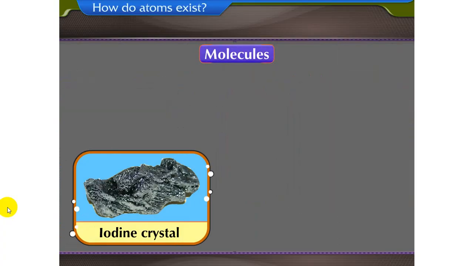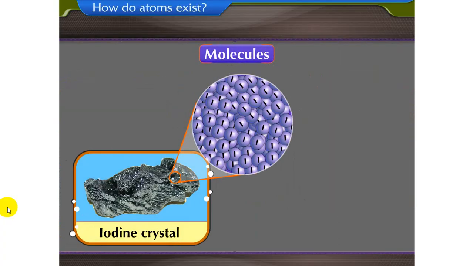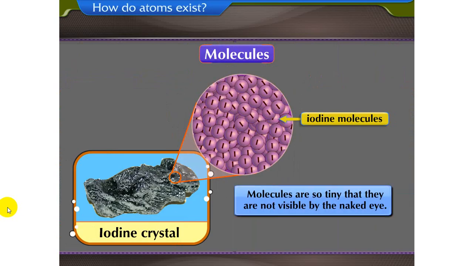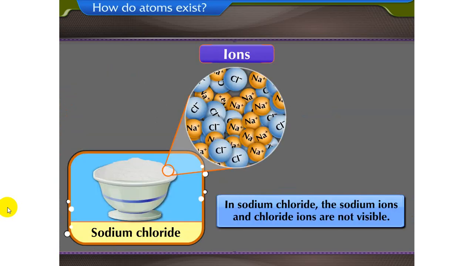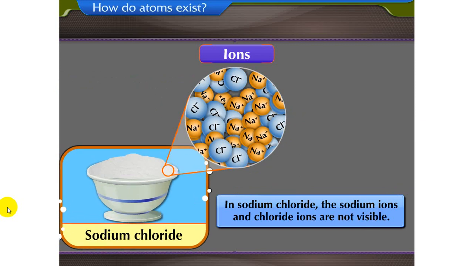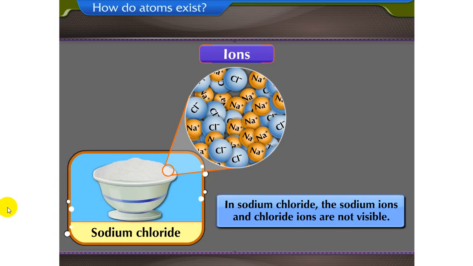For example, an iodine crystal is a collection of many iodine molecules. These molecules are so tiny that they are not visible by the naked eye. But what is visible is the entire iodine crystal. Similarly, in sodium chloride, the sodium ions and chloride ions, being so tiny, are not visible. But we can see the compound sodium chloride as a white powder which is made up of several sodium and chloride ions.